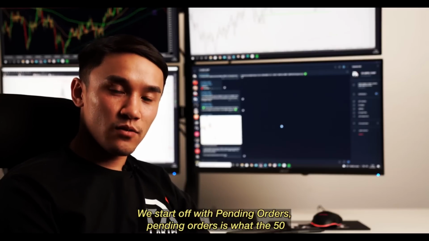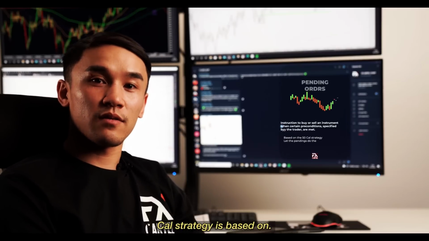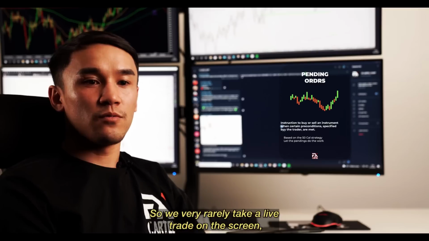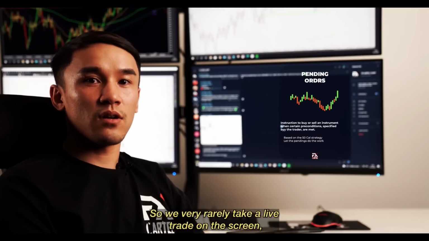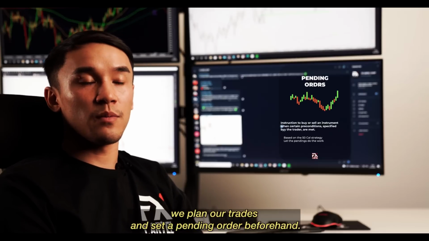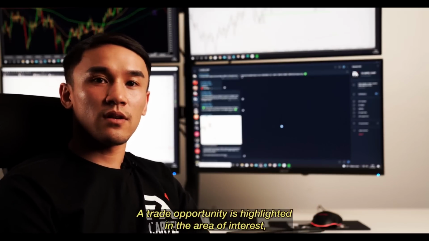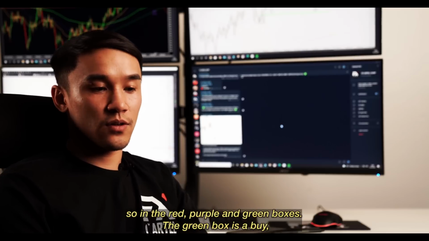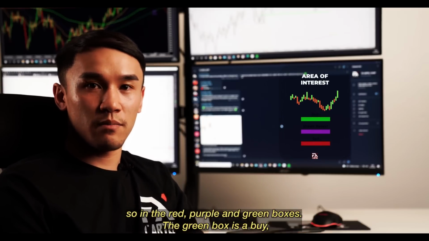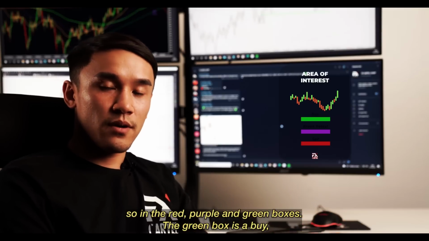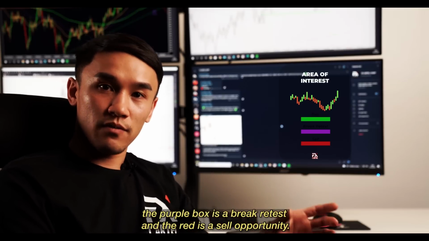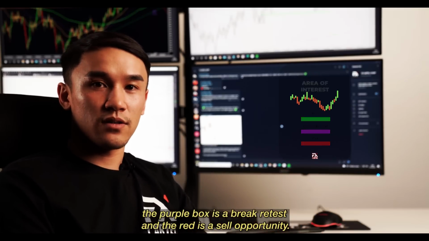We start off with pending orders. Pending orders is what the 50 cal strategy is based on. So we very rarely take a live trade on the screen. We plan our trades and set a pending order beforehand. A trade opportunity is highlighted in the area of interest, so in the red, purple and green boxes. The green boxes are buy, the purple boxes are break retest, and the red is a sell opportunity.